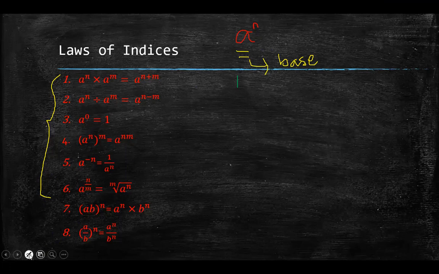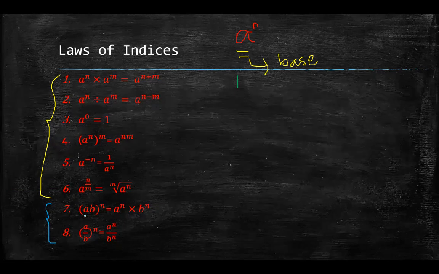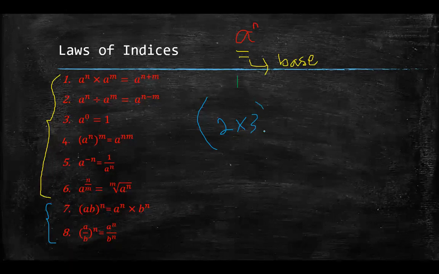For 7 and 8, I want you to notice that I don't just have A, I have A and I have B. So what does that mean? These bases are not the same. Example, looking at number 7. It says that AB, so A multiplied by B, whatever number that gives me, raised to the power of N is the same as A raised to the power of N multiplied by B raised to the power of N. So what would that look like exactly? If I had 2 times 3, to the power of 2.